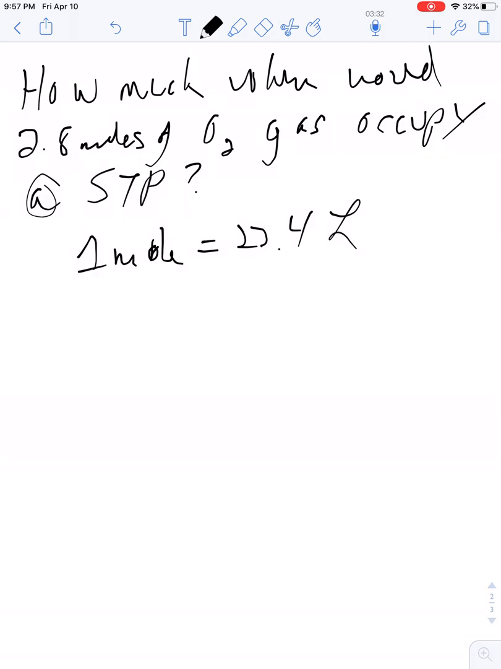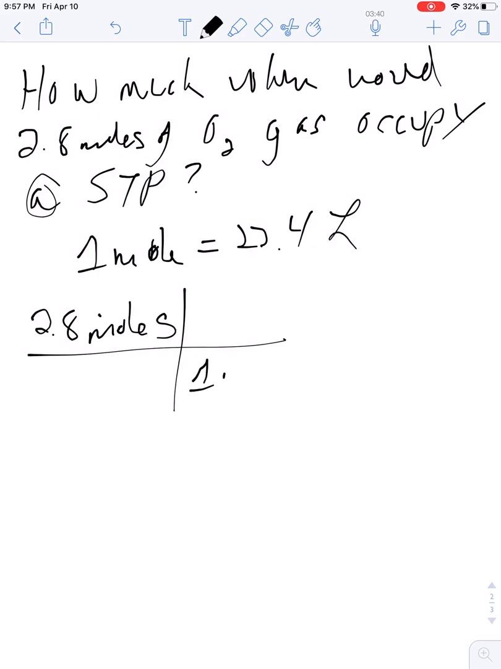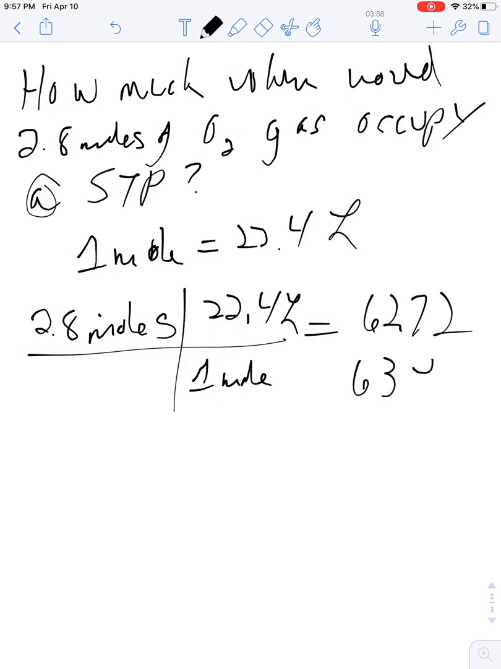But if you're at STP, the problem goes a lot faster. I've got my moles, and then you just do railroad tracks. 1 mole will occupy 22.4 liters, and you just multiply the two together, and there you go. I get this answer, and with 2 sig figs, it'd be 73 liters. This is called going from moles to volume.